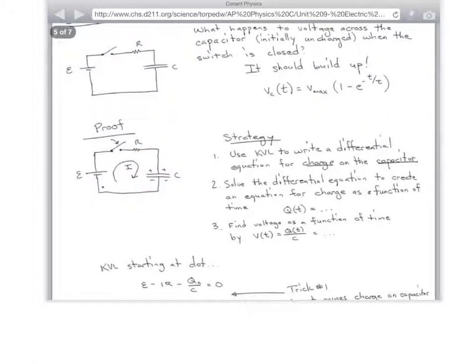So the equation is the EMF that you start with, minus I times R of the resistor, minus Q over C of the capacitor, equals 0. Okay, first trick.